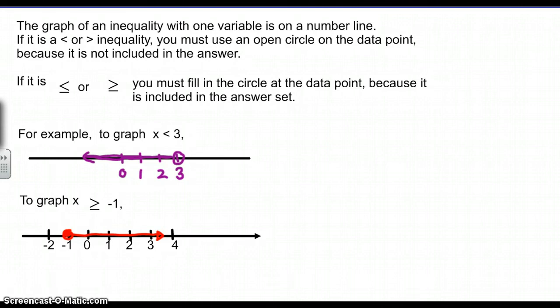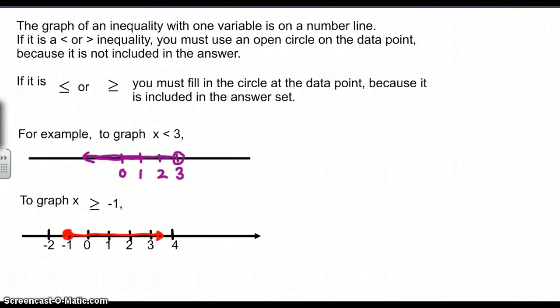If it's a less than or equal to or greater than or equal to, you have to fill in the circle at the data point because it's actually included in your answer set. That point is part of the solutions, so it's got to be in a solid color that matches the arrow that you're drawing. For example, to graph x is less than 3, we would find 3 on the number line.